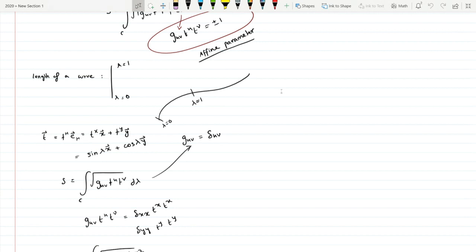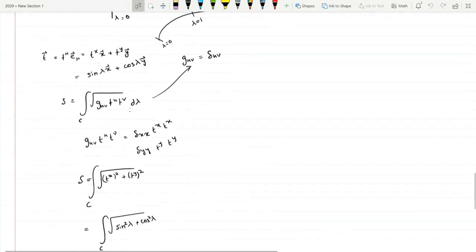sine squared. Actually, we're not able to see that region of the screen. Can you? Okay, can everyone see this?